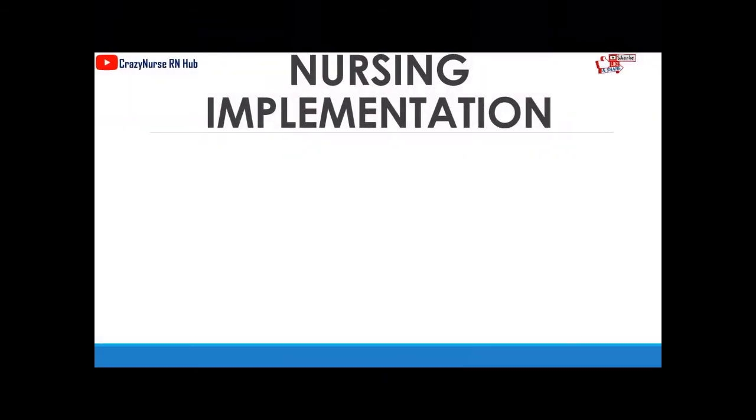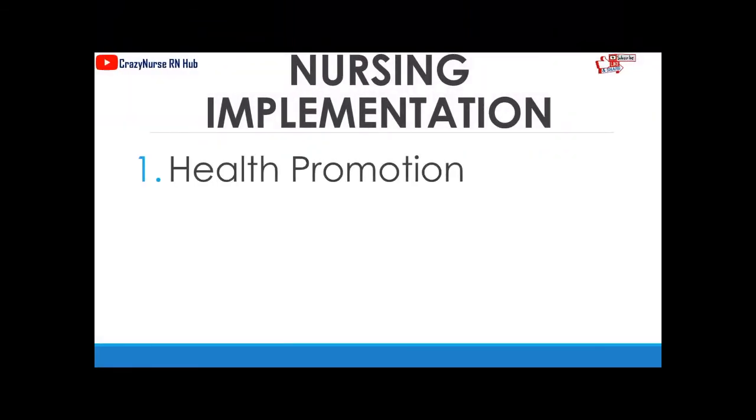For the nursing implementation, we have health promotion. One of the best ways to prevent head injuries is to prevent car and motorcycle collisions. The use of helmets by cyclists has led to fewer traumatic brain injuries. The use of car seat belts and the use of child car seats are also associated with reduced traumatic brain injury mortality rates.